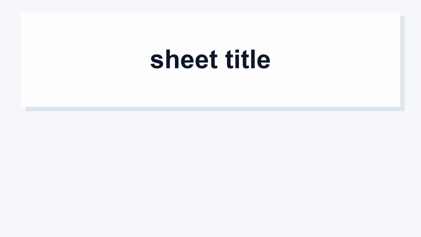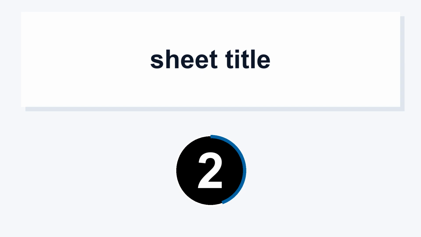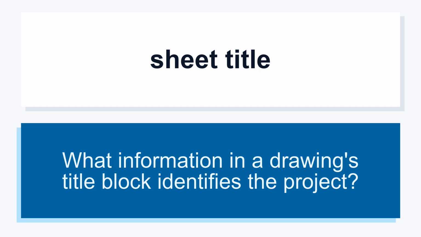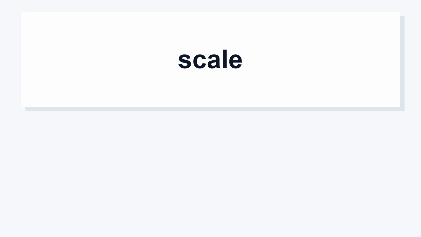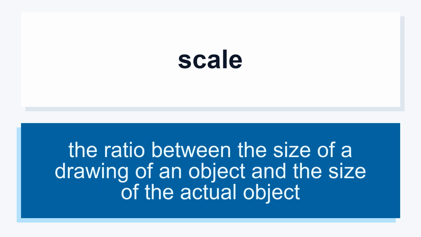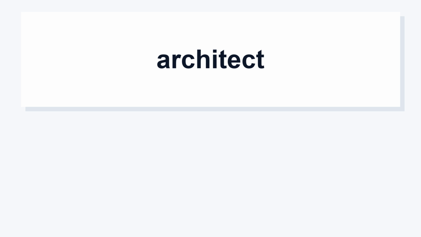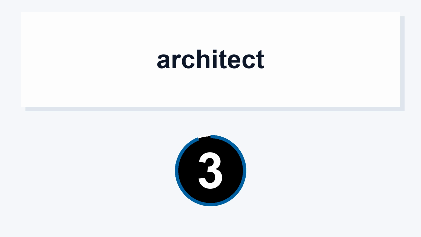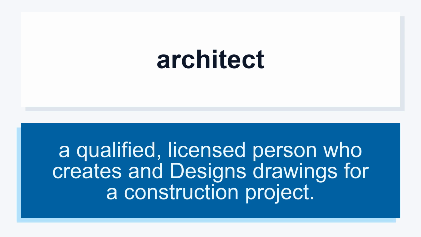Sheet title. What information in a drawing's title block identifies the project? Scale. The ratio between the size of a drawing of an object and the size of the actual object. Architect. A qualified, licensed person who creates and designs drawings for a construction project.